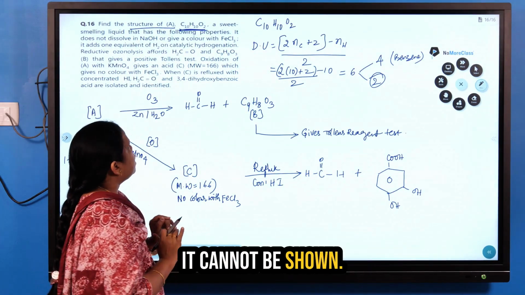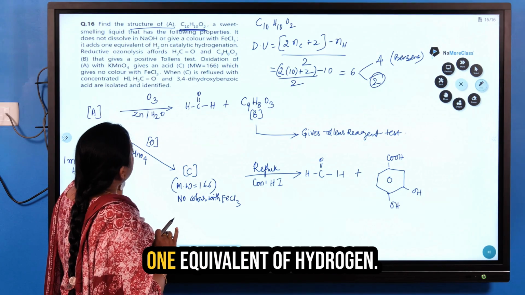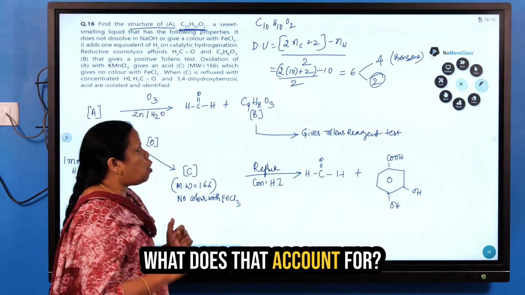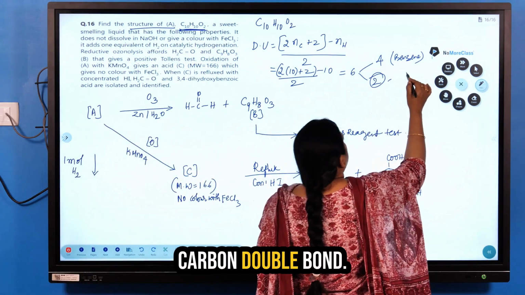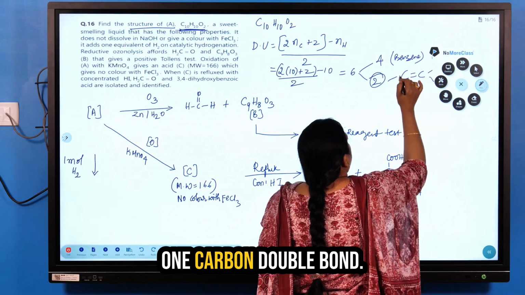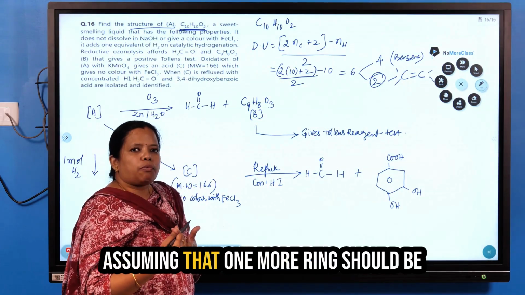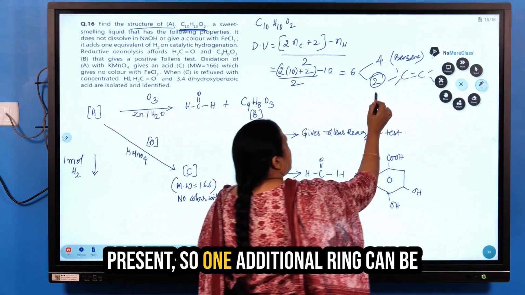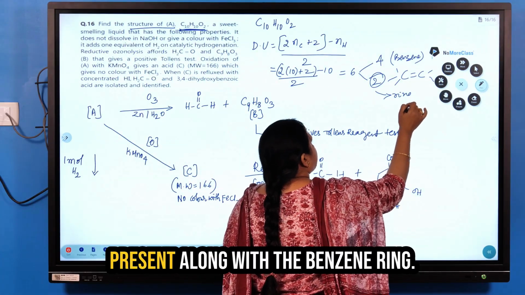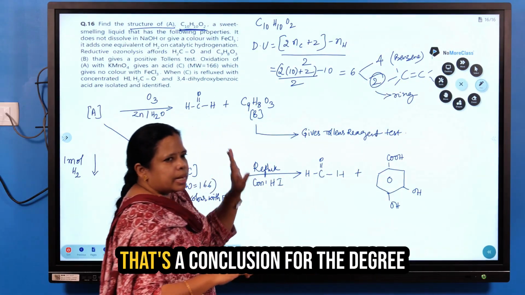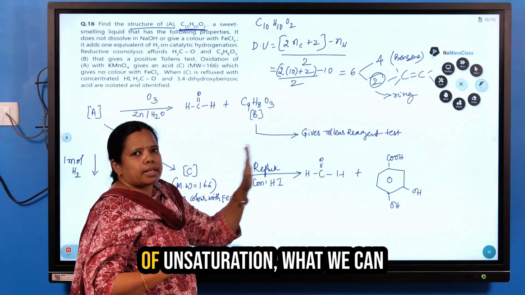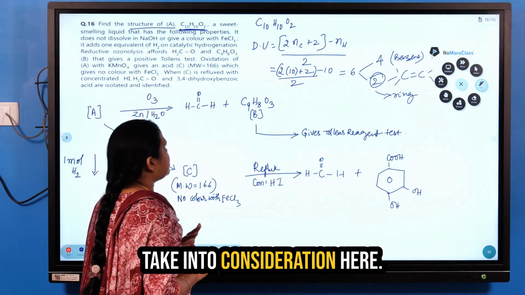The next statement says it adds one equivalent of hydrogen. What does that account for? That accounts for one carbon-carbon double bond. Beyond that, we assume that one more ring should be present. So one additional ring can be present along with the benzene ring. That's the conclusion for the degree of unsaturation that we can take into consideration here.